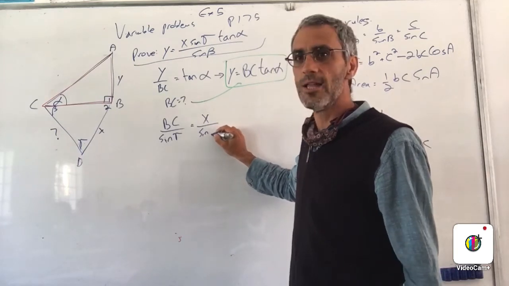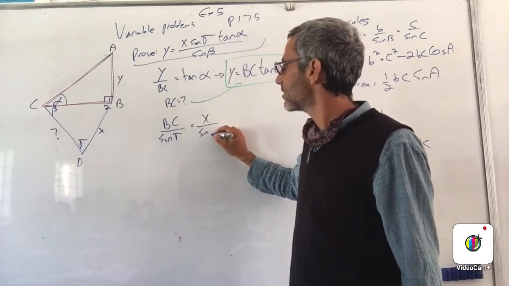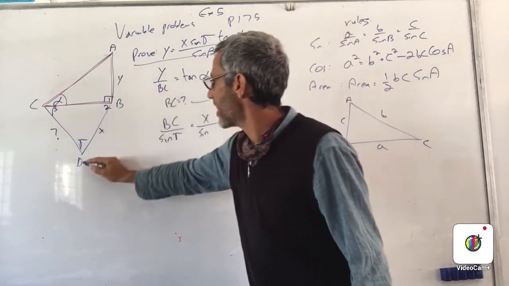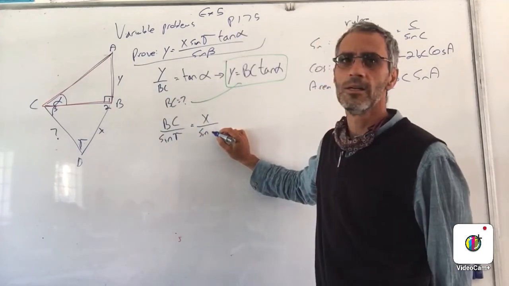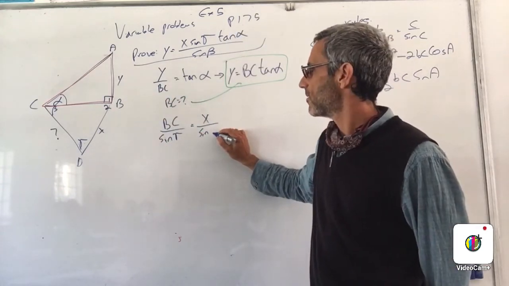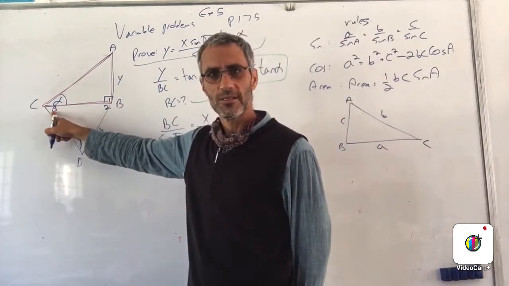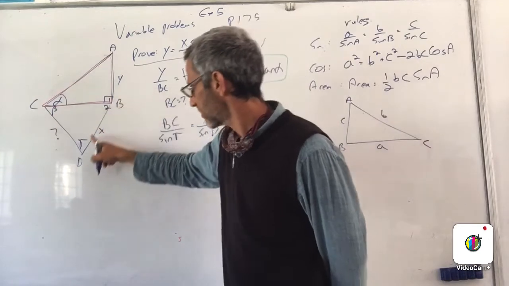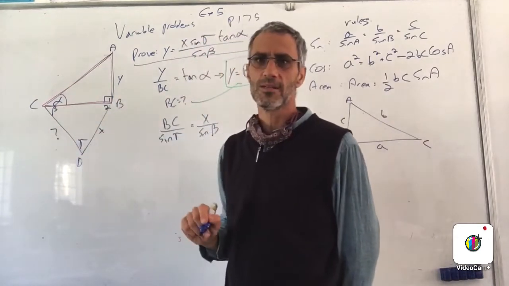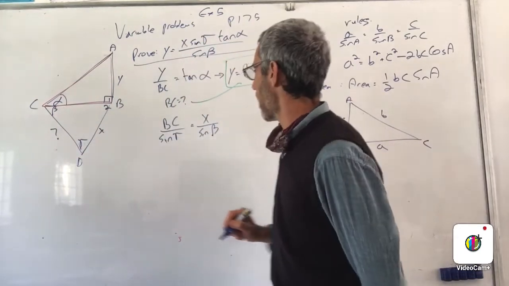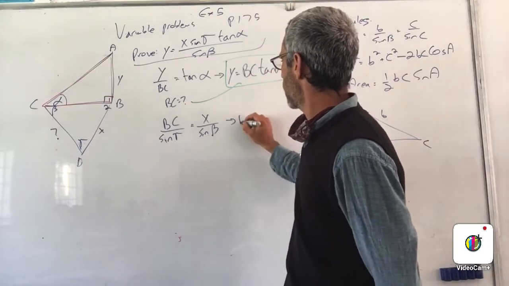Sine, yeah, a bit louder. Sine beta. X is opposite beta. So the sine rule will tell us X divided by sine beta. Okay? Alright, now we know how to do that, right? You guys are good at that.